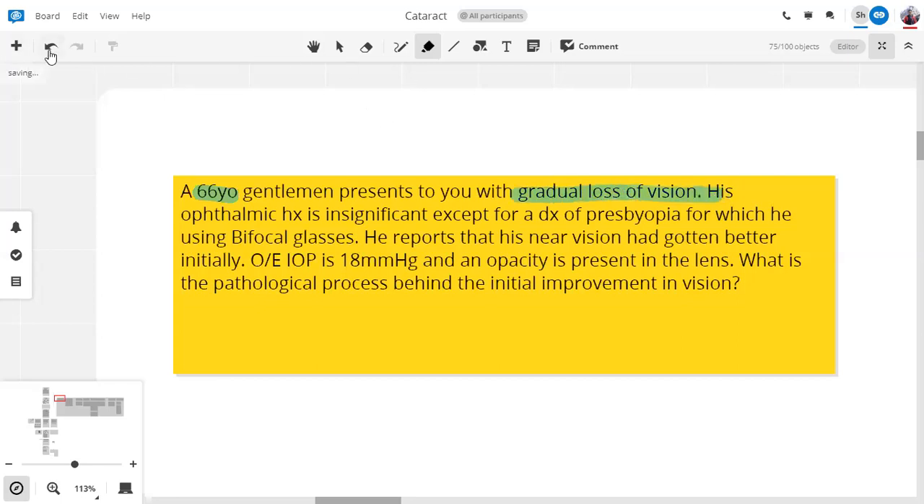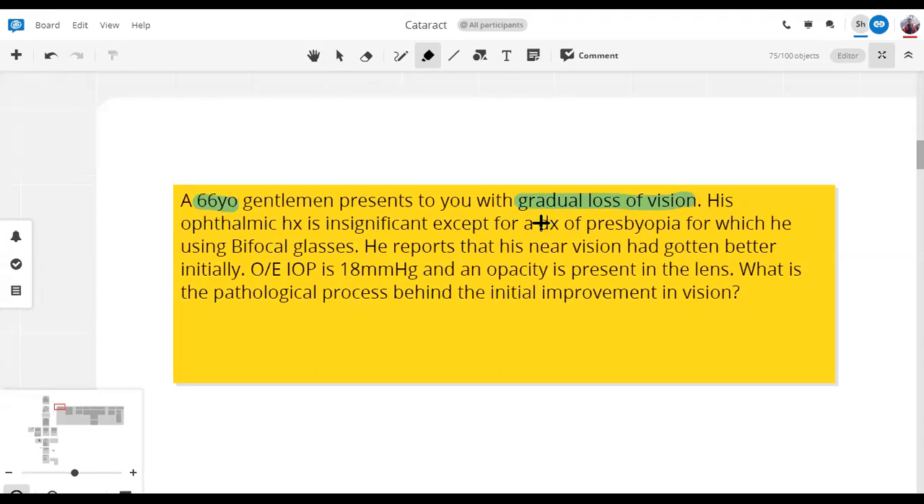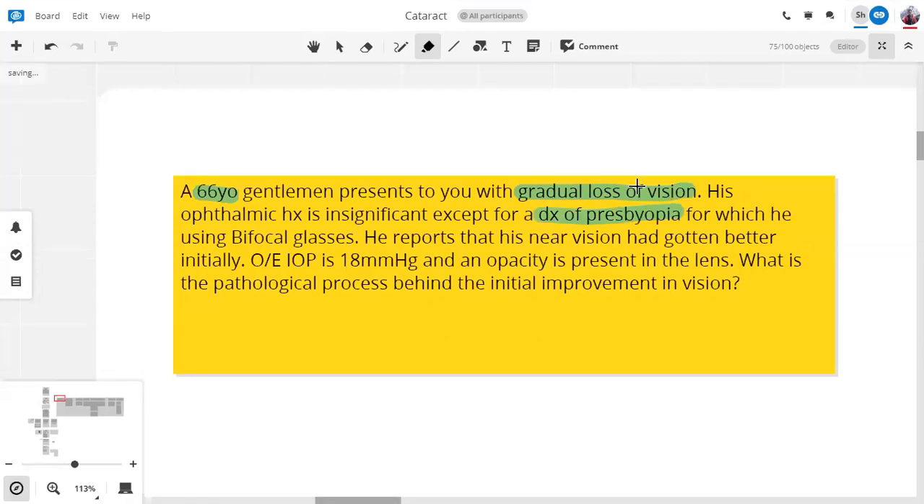We studied the differentials of gradual loss of vision yesterday. So we know that we have to consider some things. So let's see. His ophthalmic history is insignificant again, except for the diagnosis of presbyopia. Presbyopia is an age-related thing. Other than that, no other history is given.